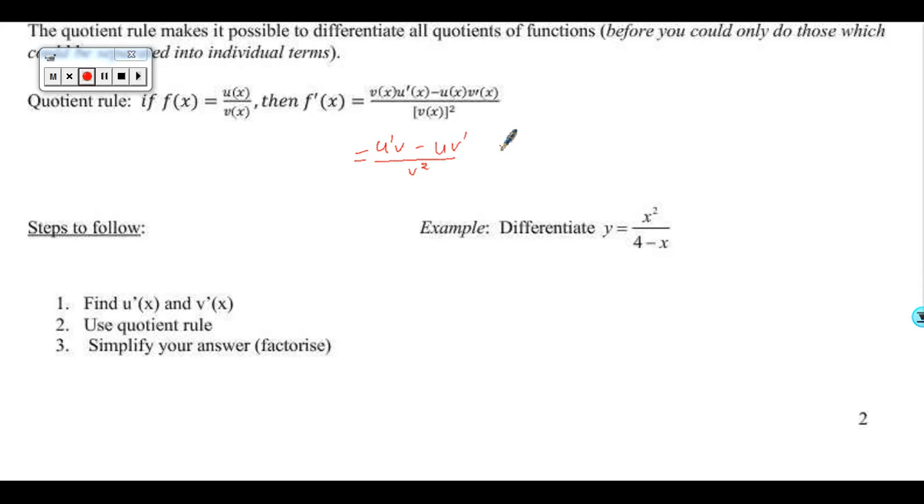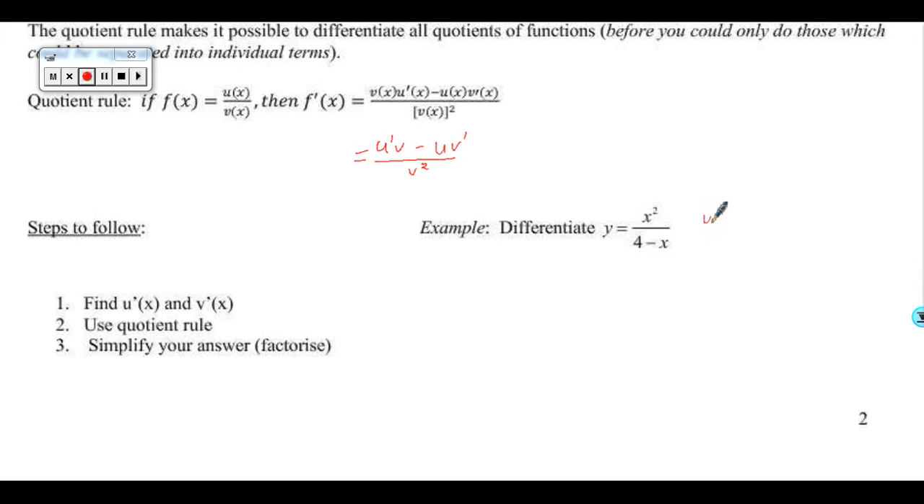This is a bit like the product rule, except there's a minus, and then it's more difficult because we need to divide by the square of v of x. That's just how it works. I'll show you this on the example given here.